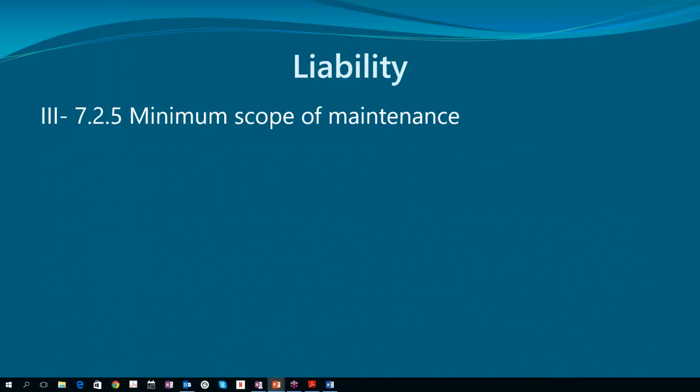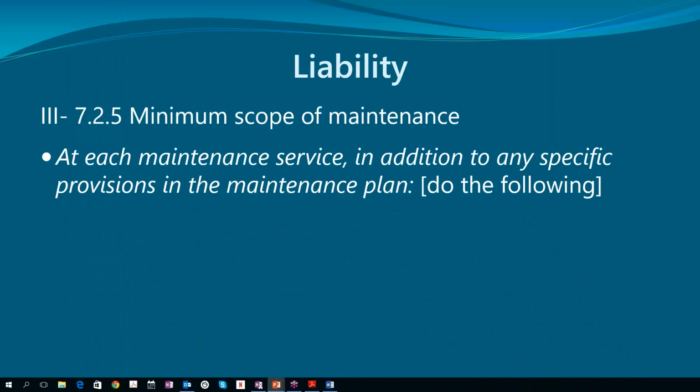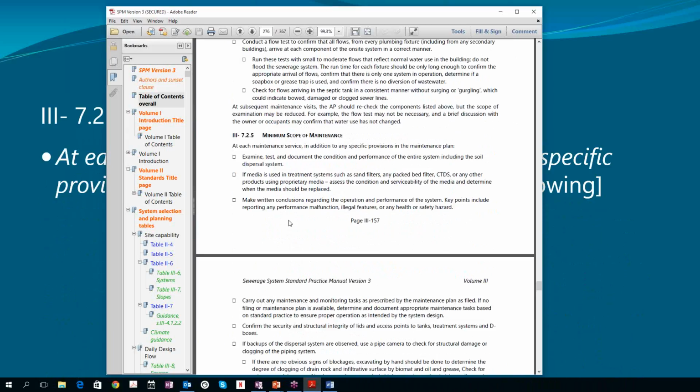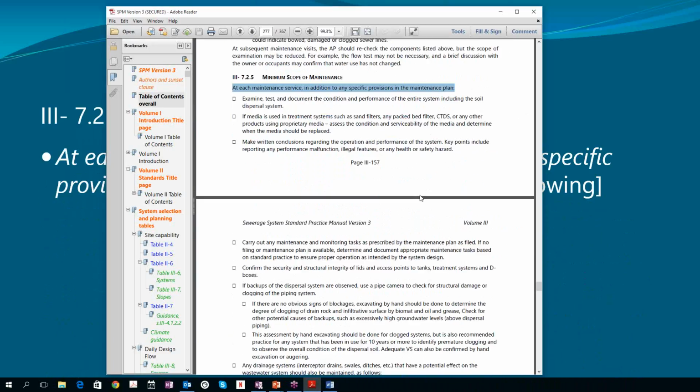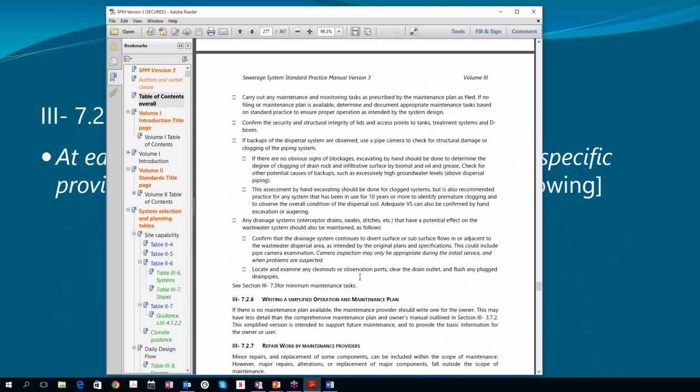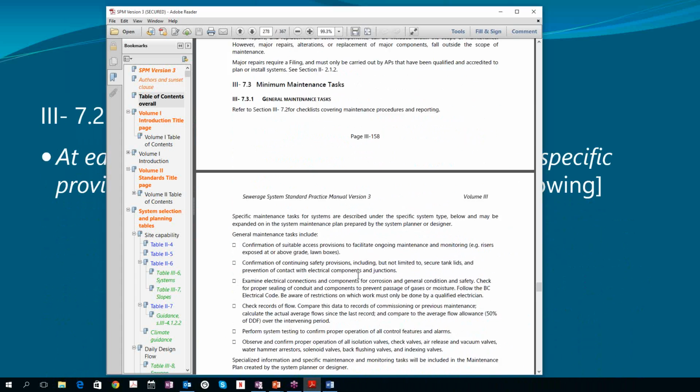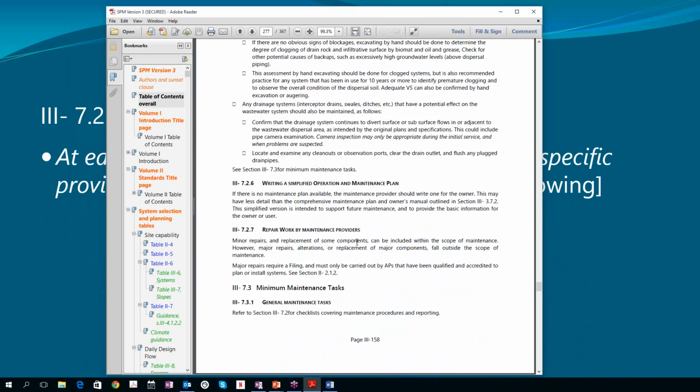Liability, minimum scope of maintenance. So the SPM says that at each maintenance service, in addition to whatever is in the maintenance plan, we have to do a bunch of things. There it is there. In the guideline, at each maintenance service, in addition to the maintenance plan. And then it lists pages and pages of things that maintenance is supposed to be. Maintenance tasks and so on.